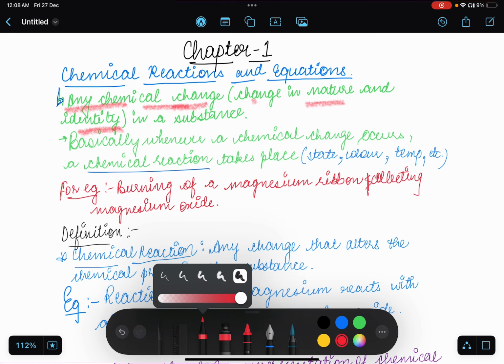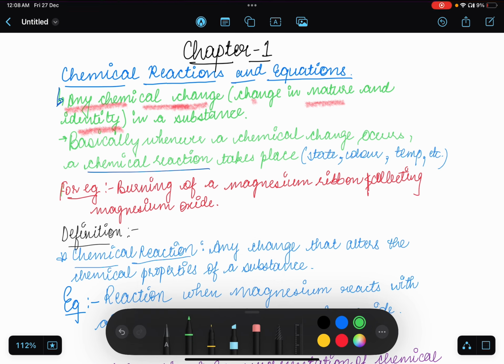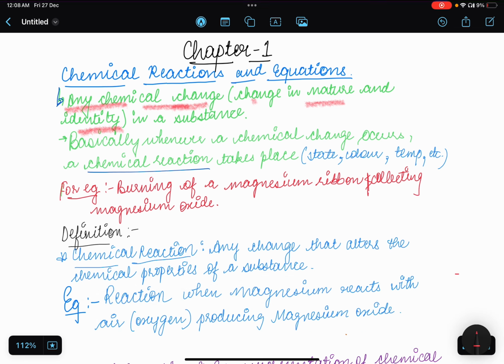So basically, whenever a chemical change occurs, it is referred to as a chemical reaction taking place. What is a chemical reaction? The state or color or temperature of the substance changes. Like burning of a magnesium ribbon and collecting magnesium oxide from the residue is an example of a chemical reaction occurring in the environment. So there are some important definitions from this part we are going to discuss.